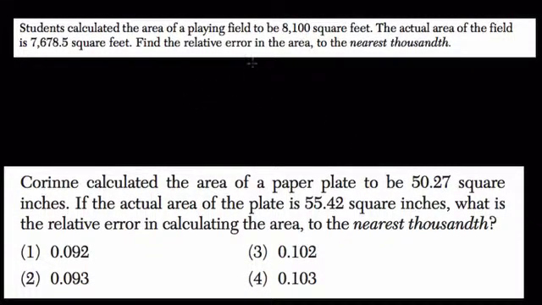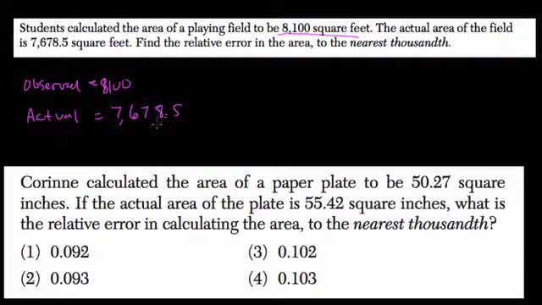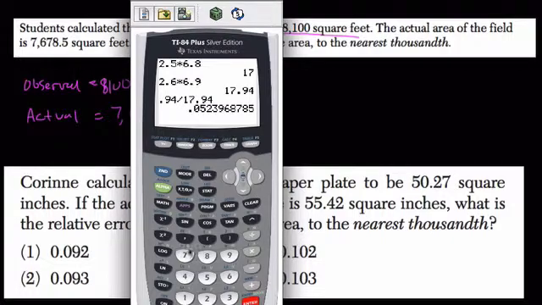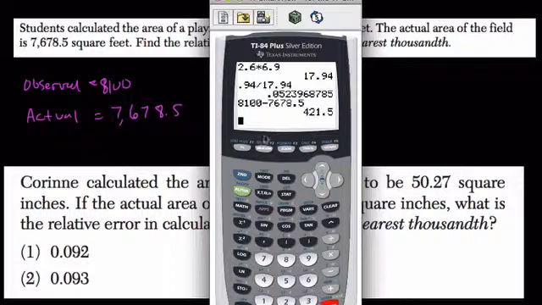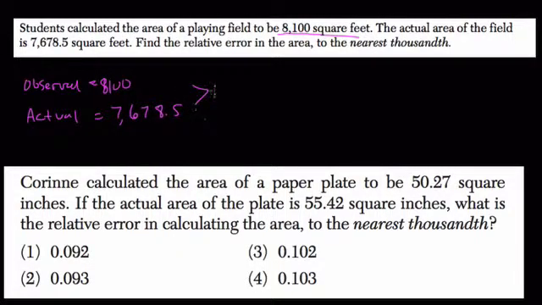Okay, so we're going to the relative error because here the students calculated 8,100 square feet. So that's the observed value, 8,100 square feet. But the actual value is 7,678.5 square feet. What's the relative error? Well, we would subtract these two. So I'll do 8,100 minus 7,678.5. We have 421.5.